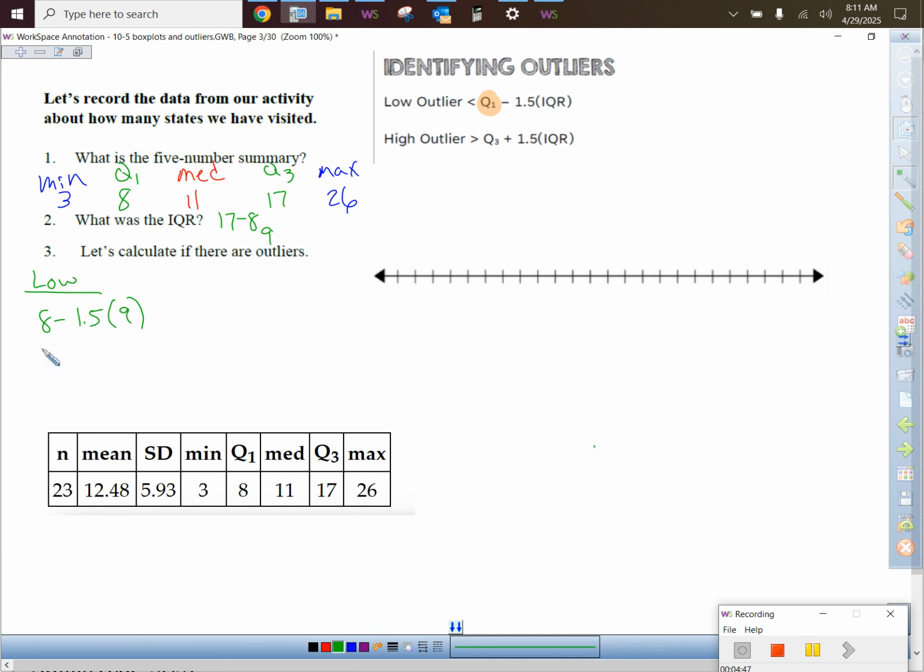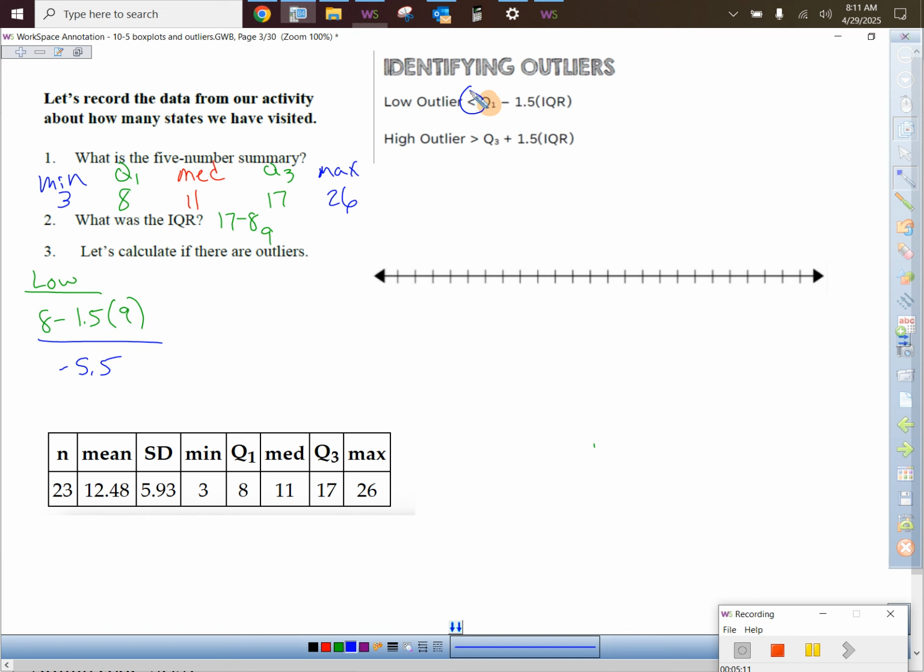So this number right here, homework's going to call it the low fence. I've never heard that before until I started looking through the homework that I assigned. But this is like the low boundary is what I usually call it. If you have been to negative 5.5 states, you still are not considered a low outlier. If there was any data below negative 5.5, that's why it says less than right here. Is there any data below that?